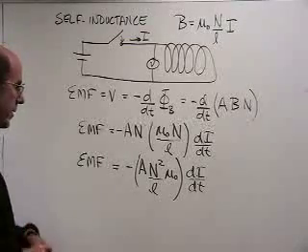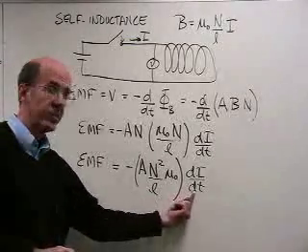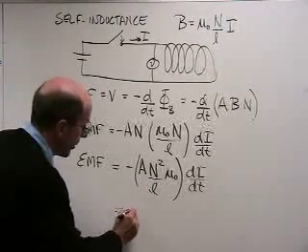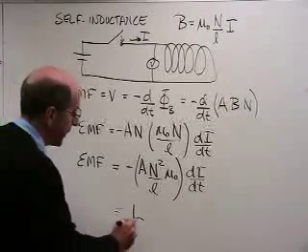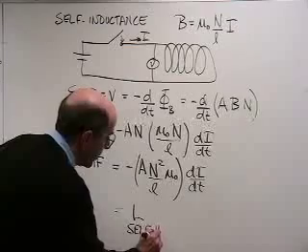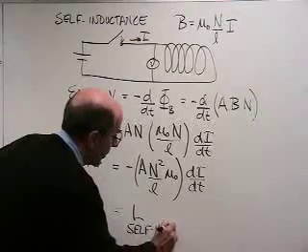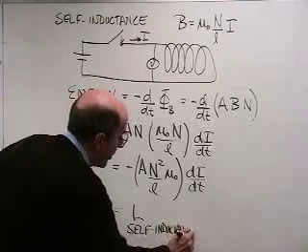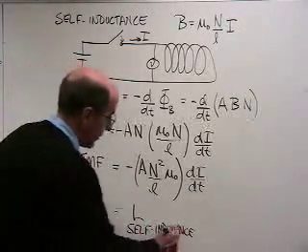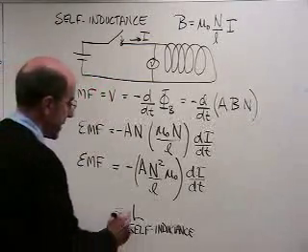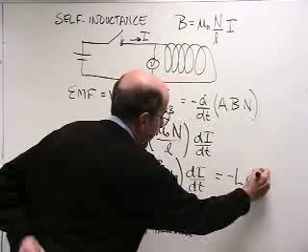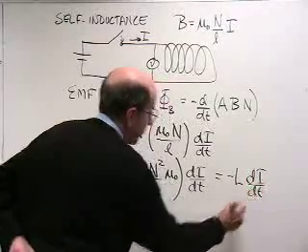All right, so all the geometry of the coil is here, and here's the changing current with time. We define this quantity here to be equal to L. That's the self-inductance of the coil. That's also measured in henries. So we can then write that the EMF is equal to minus L di/dt.